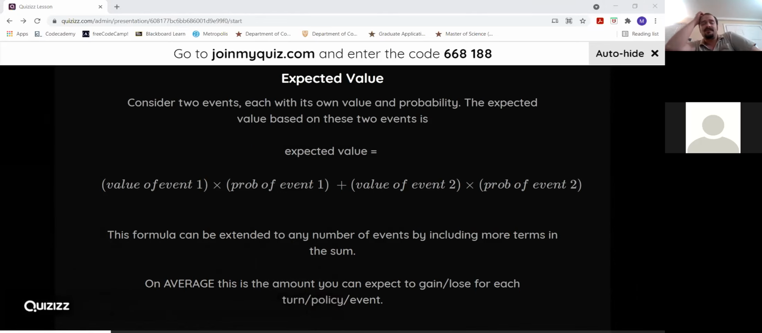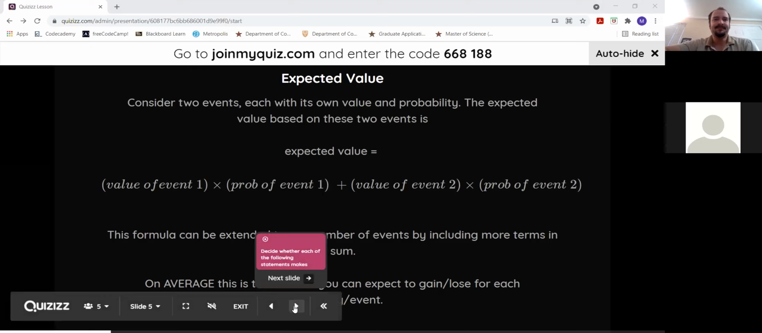This is what I added. So on average, right, this is a sort of average amount. This is the amount that you can expect to gain or lose for each turn, each policy you sell, each event that's happening, right? Each coin flip.